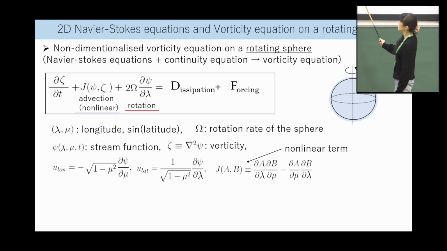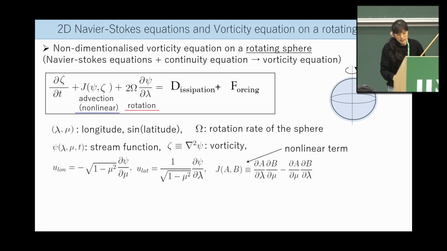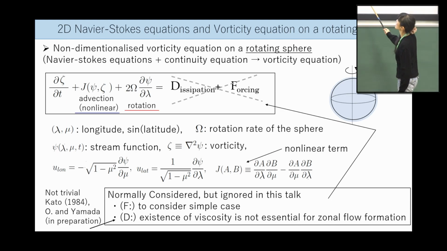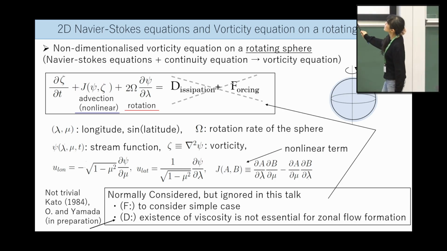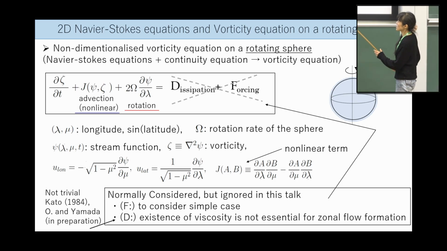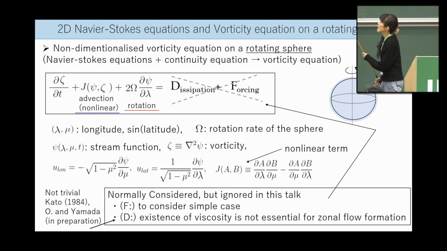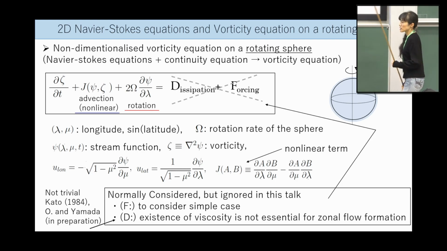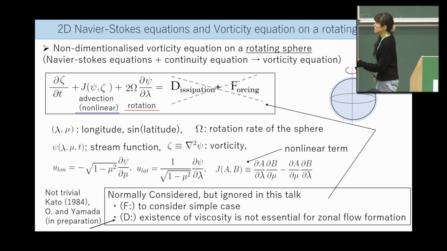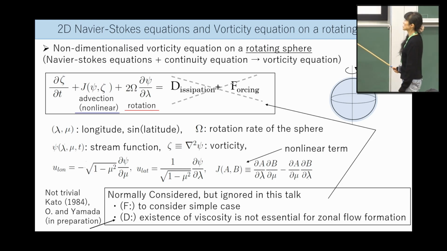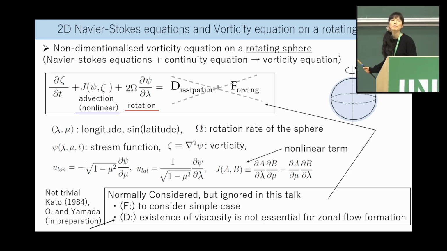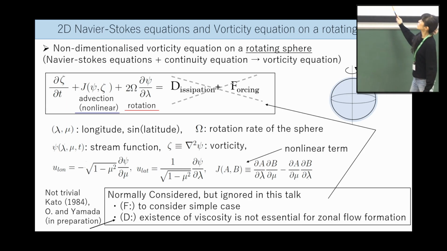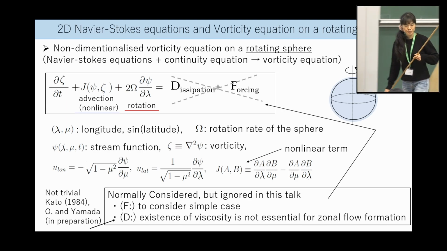And we have dissipation and forcing. But in this talk, we would like to omit the dissipation term and forcing term. The reason for omitting the forcing term is just to consider as simple a case as possible. And the reason for omitting the dissipation term is that it is suggested that the existence of viscosity is not essential for the zonal flow formation in this system. So we just set this part equal to 0 in this study.